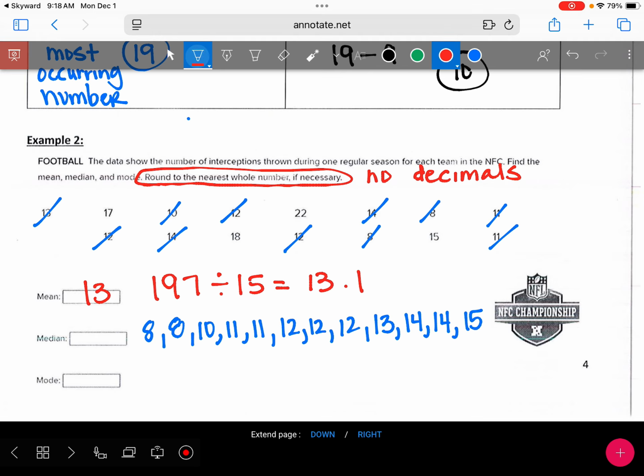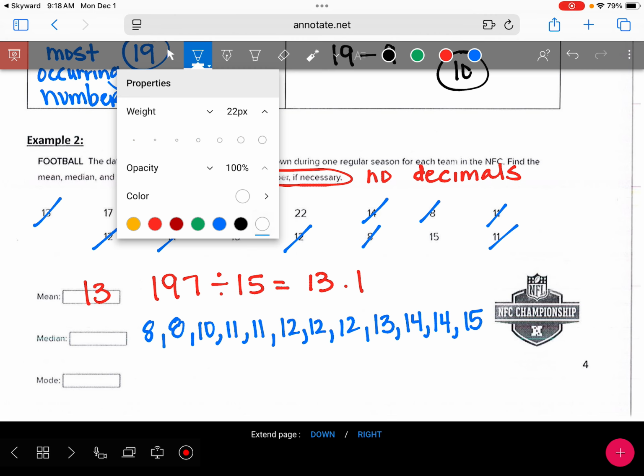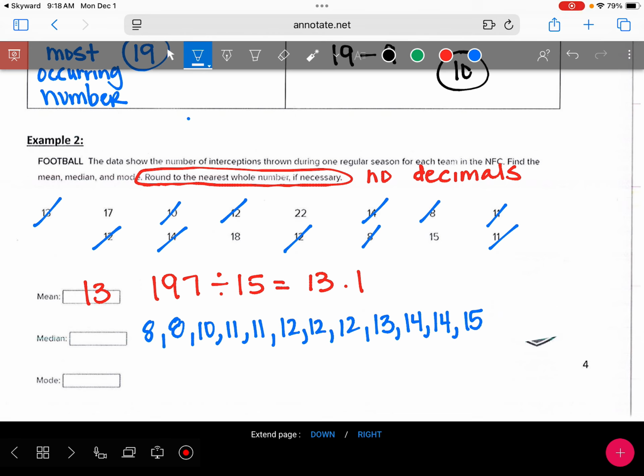All right, I need some more space. Let me take this little symbol off. Notes and homework is in the front, Aiden.